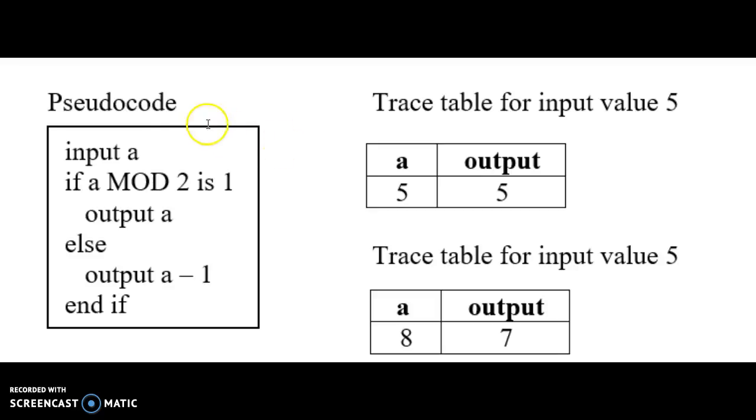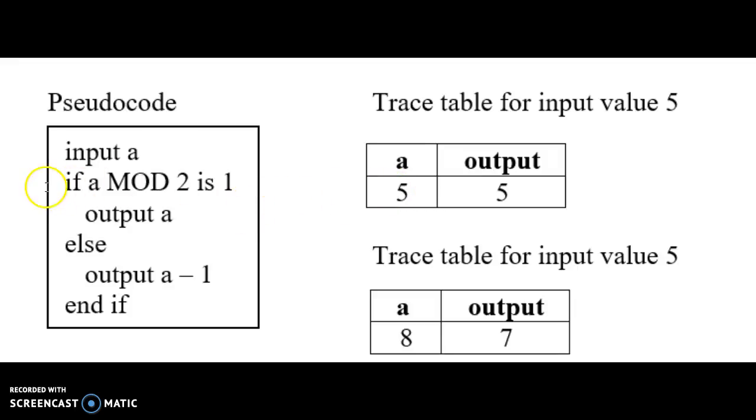Okay, so let's make a start. So the first line of pseudocode is input A, and in this case, in the first trace table here, we have an input value of 5, so we record the A as being 5.